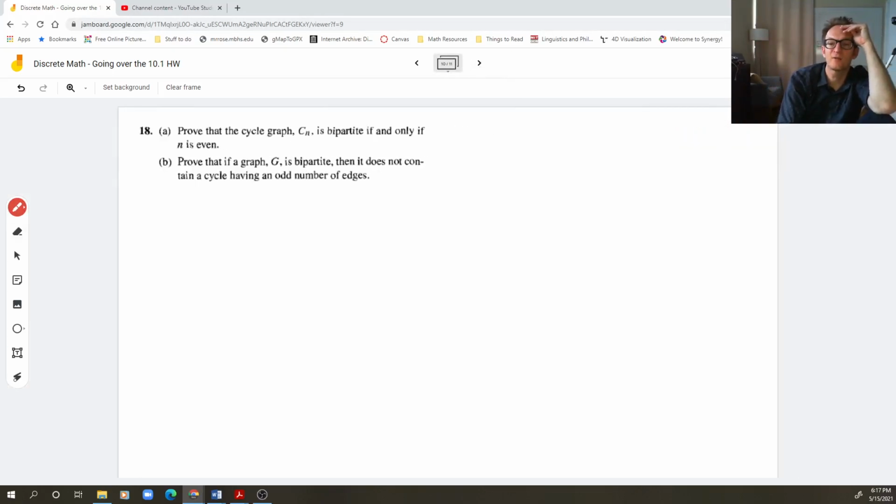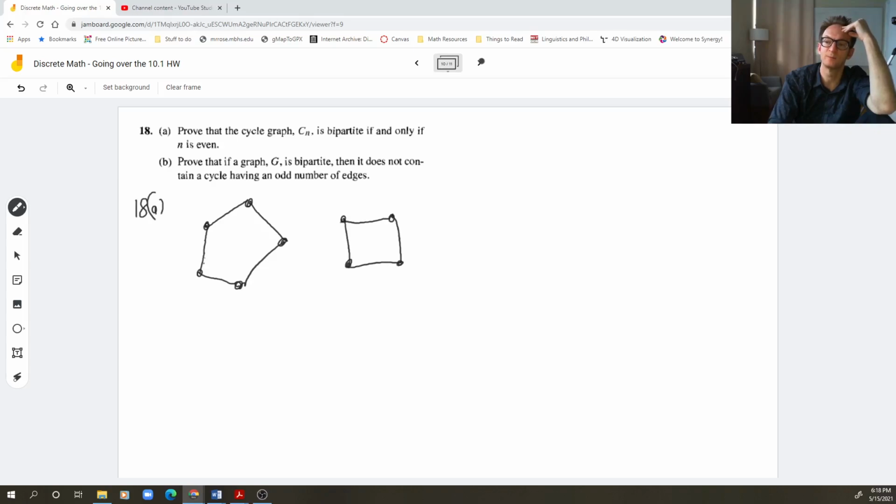This one we kind of already covered. I actually forgot that I even assigned this problem. Prove that the cycle graph is bipartite if and only if n is even. Okay, if we're really going to do this, 18a, because this has been sort of covered already, right? So what is the cycle graph? The cycle graph looks like this, and maybe I'll just do both cases. So let's just kind of talk it out, even though this was sort of already covered.